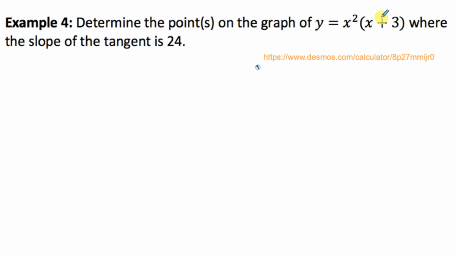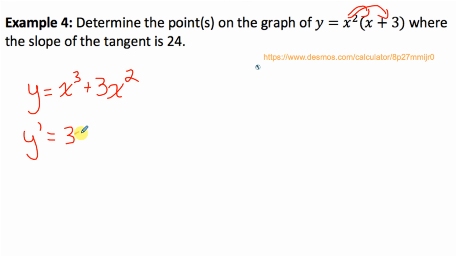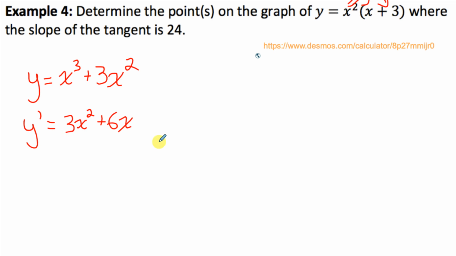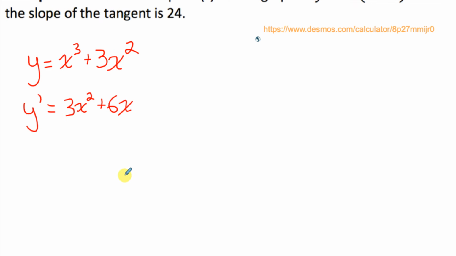Right now it's a product of two things, and I don't want to do product rule, so I'm going to start by expanding out the original function. X squared times x is x cubed, and x squared times 3 is 3x squared. Now let me differentiate this. Y prime equals 3x squared plus 6x. Now I know this equation tells me the slope of the tangent at any point I want, and I'm interested in when the slope of the tangent is 24. So let me set this equation equal to 24 and solve it.